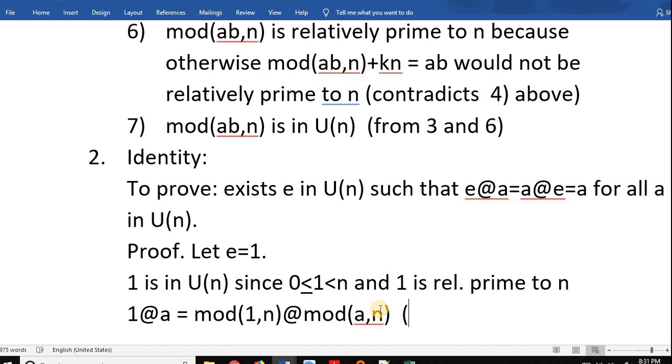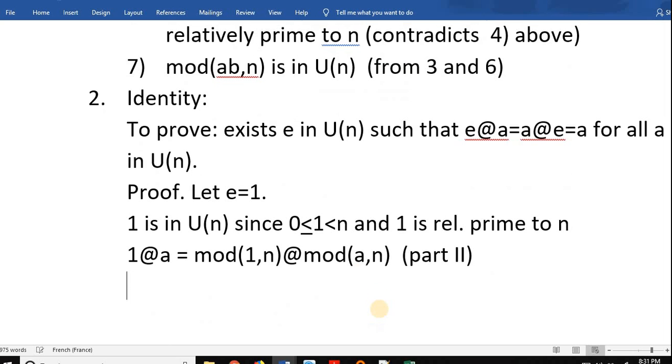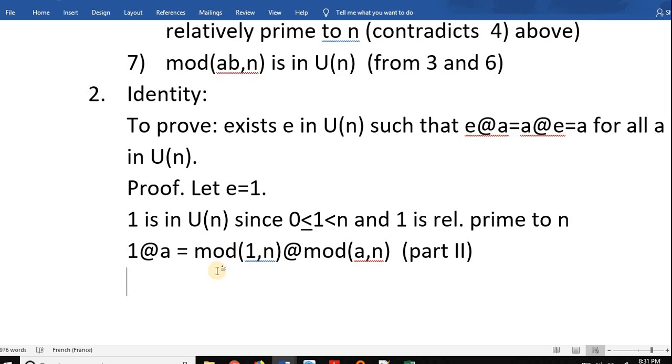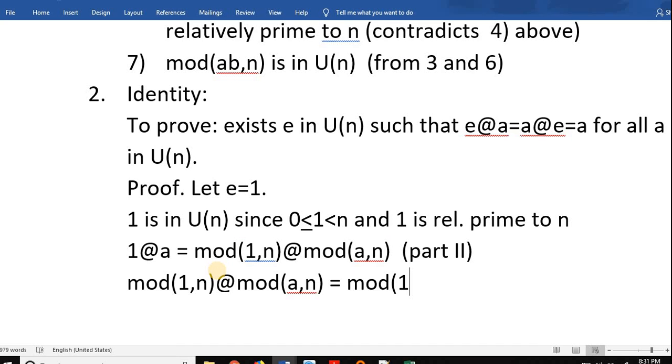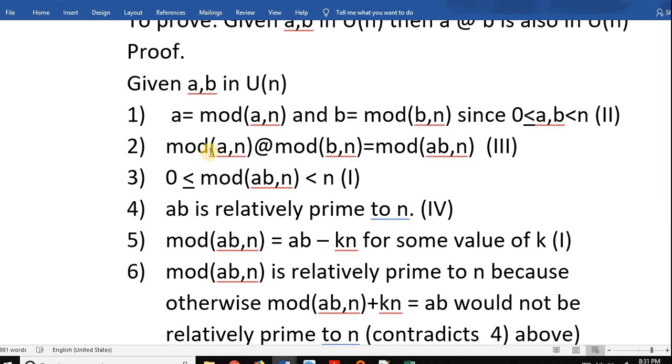Well, actually, I didn't even use part 3 yet, so this is from part 2. Then part 3 gives me that mod 1n at mod an is equal to mod 1a. Now, this is conventional multiplication. Go back to part 3, and you'll see that part 3 is talking about finding the mod using conventional multiplication. Conventional multiplication right here.